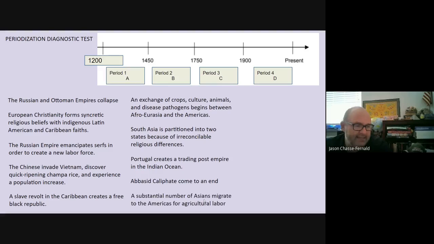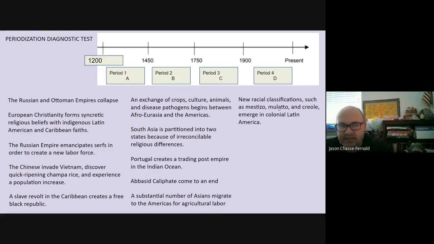All right. Substantial number of Asians migrate to the Americas for agricultural labor. All right, so what is the answer for that? All right, so this is one of those, largely C. As chattel slavery comes to an end in the Americas, you're going to see an increased demand for indentured servitude, right? Hence changing the demographics.